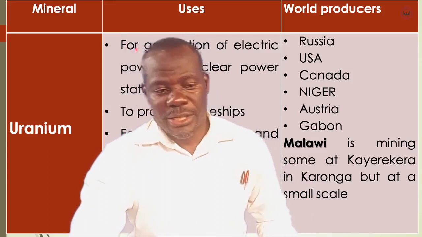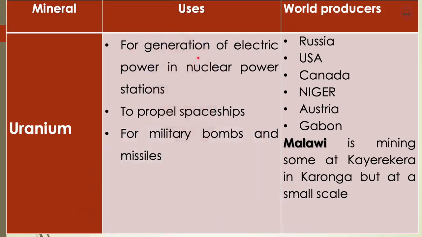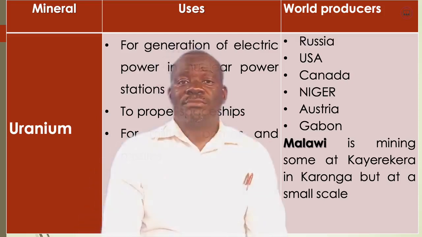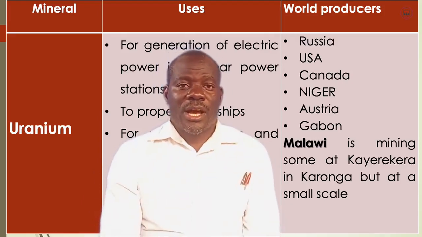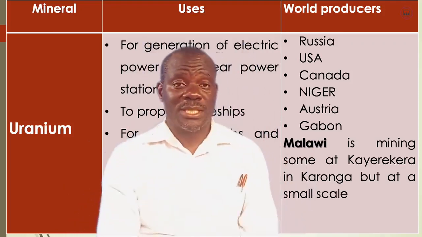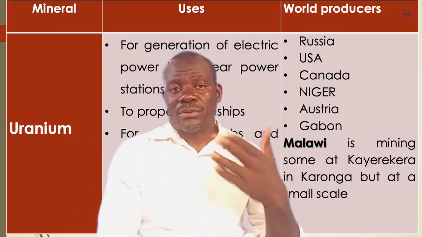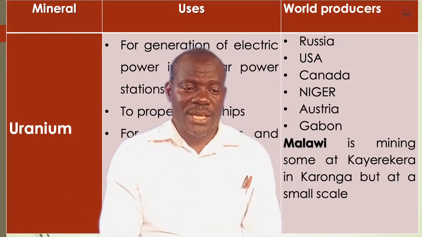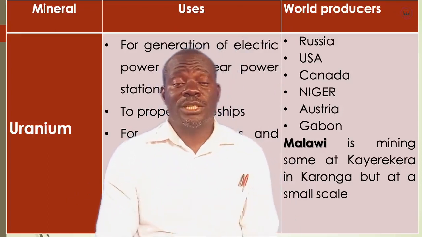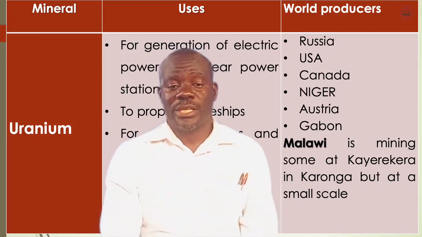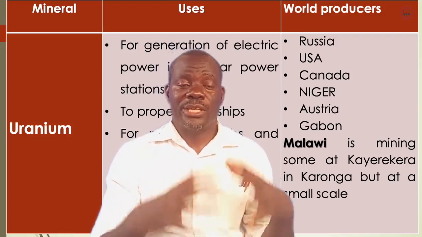What is the use of uranium? Uranium is used for generation of electricity, or electric power in nuclear power stations. It is also used to propel spaceships, for military bombs and missiles. So uranium is important for electricity generation. And also astronauts who go to space use uranium that propels the spaceship going up into space. And in the military, we hear about missiles, intercontinental ballistic missiles, those ones, they use uranium.